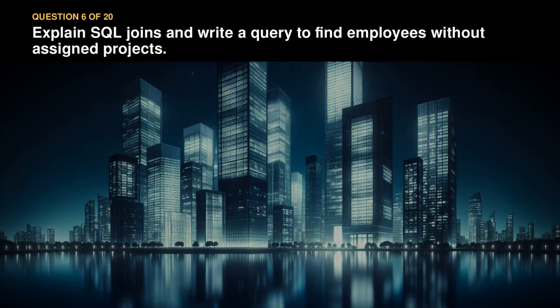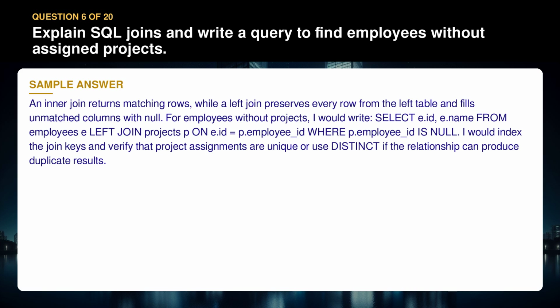Question 6. Explain SQL joins and write a query to find employees without assigned projects. An inner join returns matching rows, while a left join preserves every row from the left table and fills unmatched columns with null. For employees without projects, I would write: select E.id, E.name from employees E left join projects P on E.id equals P.employee_id where P.employee_id is null.